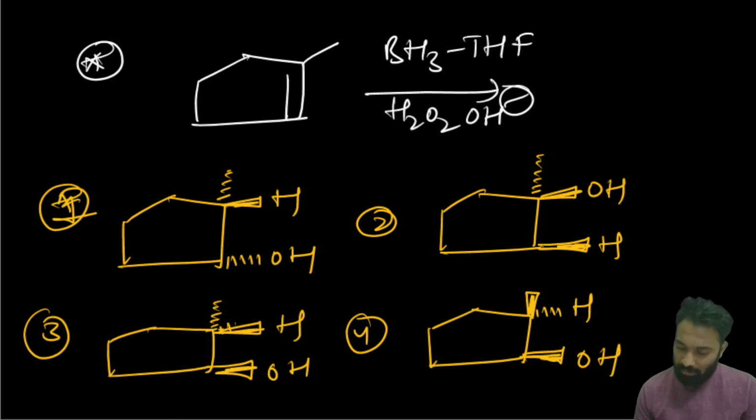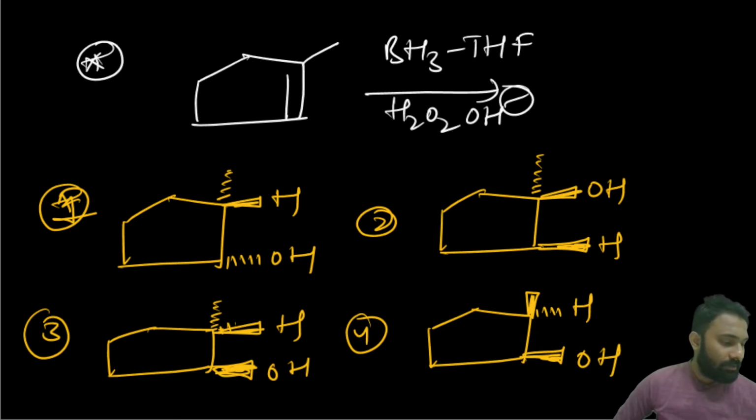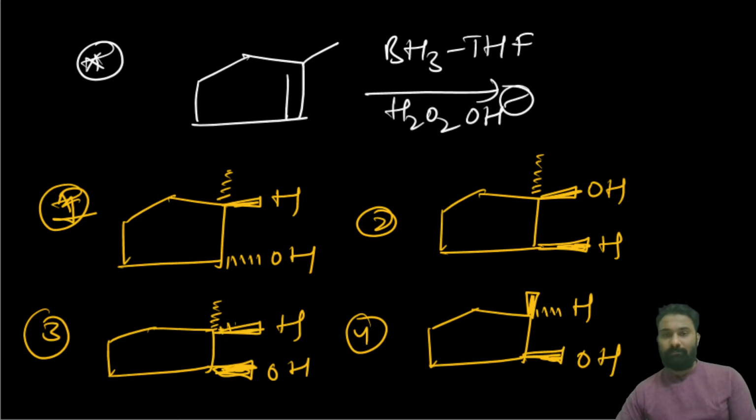Among the 1, 2, 3, 4, which is correct? 3. Good. 3 is correct.